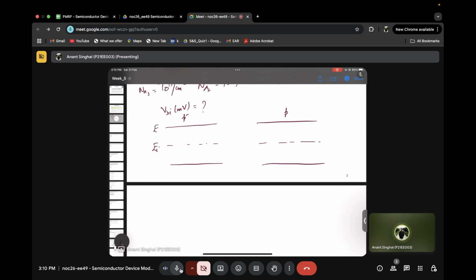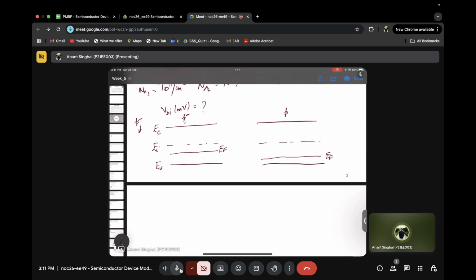For P minus, minus means we have a lesser doping. So for P plus, it will shift more towards the valence band. Minus means we have a lesser doping. So as I said, for P minus, it will be far away from the valence band. Let's say this is the Fermi level for P minus, and for P, it will be somewhere here.